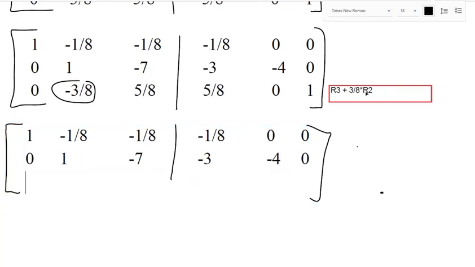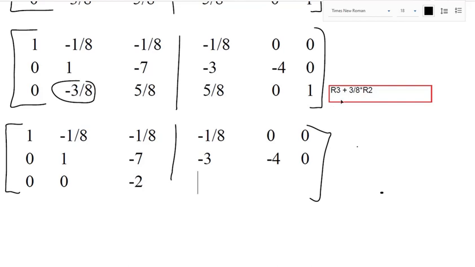So I'm taking 3 eighths times row 2. So 3 eighths times 0 is 0. 0 plus 0 makes 0. 3 eighths times 1 is 3 eighths. 3 eighths plus negative 3 eighths makes 0, just like we wanted. And 3 eighths times negative 7 is negative 21 eighths. Negative 21 eighths plus 5 eighths. That's negative 16 eighths, which is negative 2, I think.